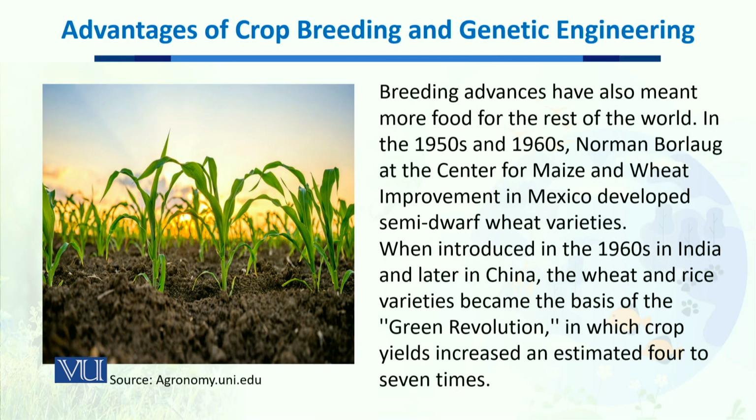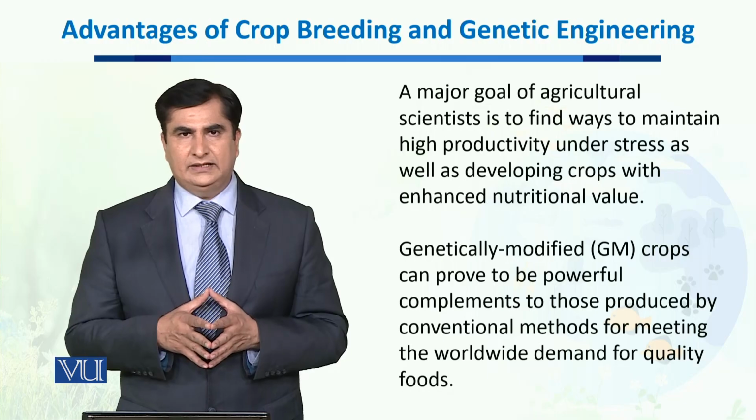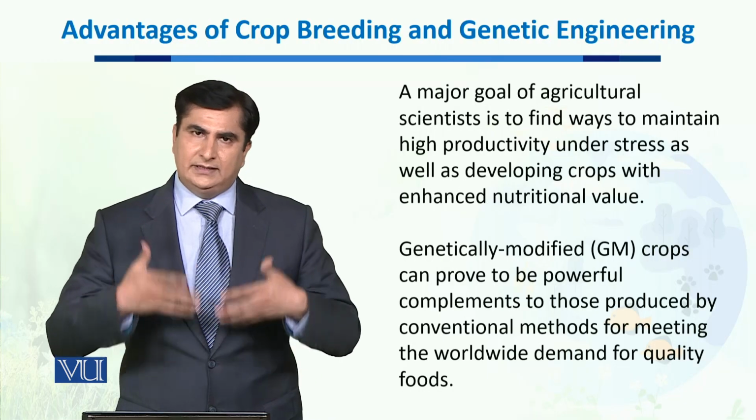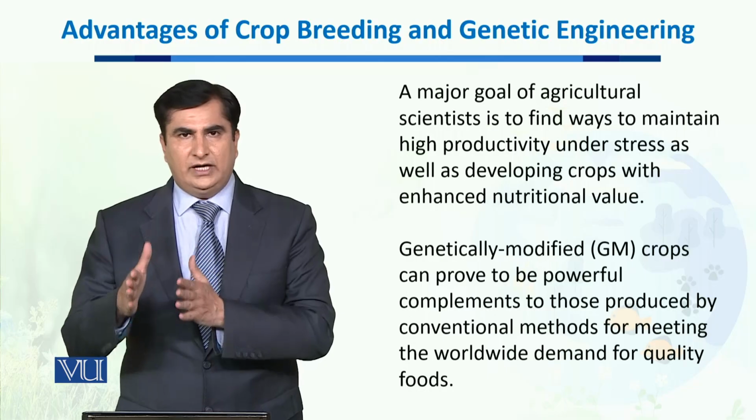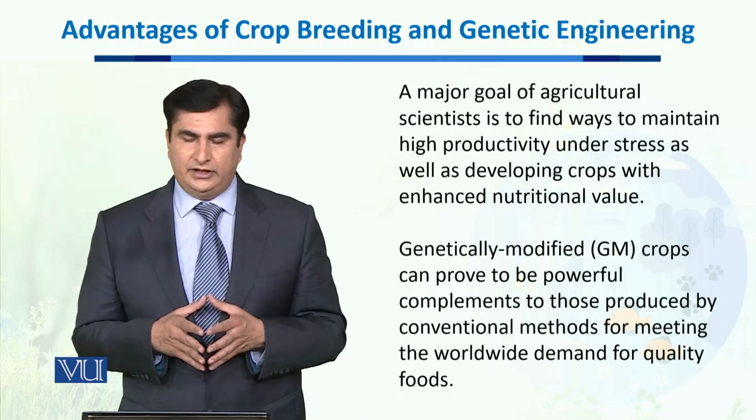And when they were introduced in the 1960s in India and later on in China, these wheat and rice varieties became the basis of the Green Revolution, in which crop yield increased an estimated 4 to 7 times. It was a very promising outcome of such natural breeding. Now, after that, a major goal of agriculture scientists is to find ways to maintain this high productivity under stress as well as developing crops with enhanced nutritional values.